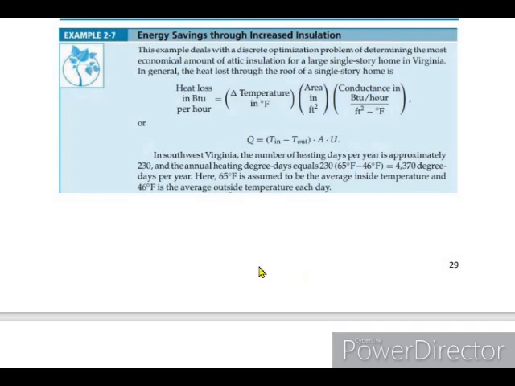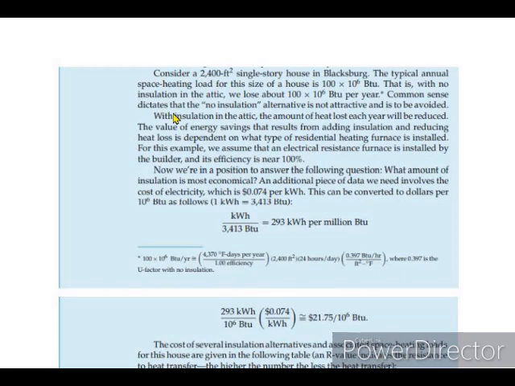So here, 65 degrees Fahrenheit is assumed to be the average inside temperature, while 46 degrees Fahrenheit is the average outside temperature each day. So consider a 2,400 feet squared single-story house in Blacksburg. So it is also in Southwest Virginia. Okay, so the typical annual space heating load for this size of house is 100 times 10 raised to 6 BTU. So that is, with no insulation in the attic, we lose about 100 times 10 raised to 6 BTU per year.